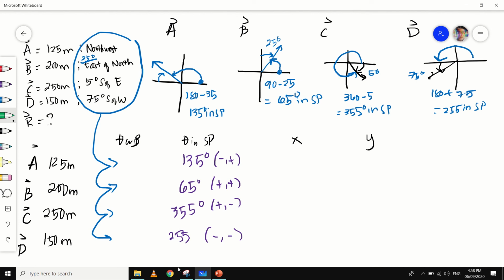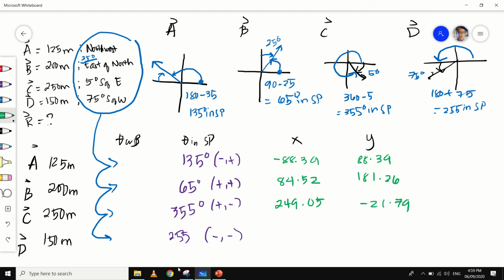So, pakisolve na lang yung 125 cosine 135, 125 sine 135. But you should be getting all these values in terms of the x and y component. So, ito ay negative 88.39 and then 88.39. Bakit siya parehas? Kasi 45 yung angle mo. Next, 65. So, you can see negative and positive. Tama. 65 degrees is 84.52 and then 181.26. 355 ay nasa fourth quadrant. 249.05 and negative 21.79. The same pa rin siya.